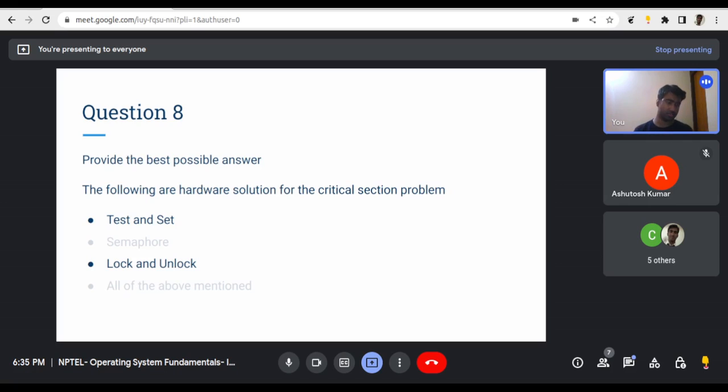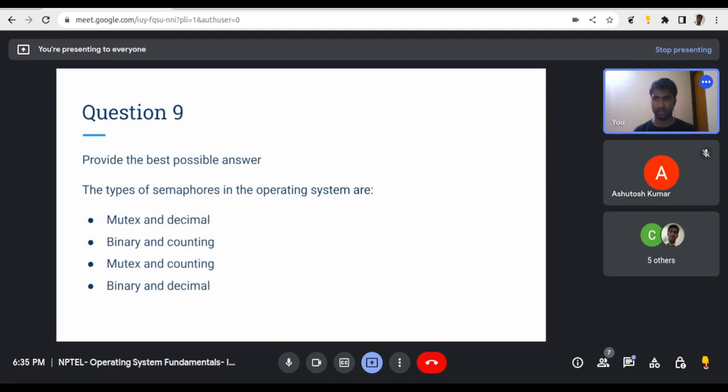hardware instructions, so that the setting and resetting of the variables, for example in case of lock and unlock, the setting and resetting of the locks, happen as a single instruction. There is a single hardware instruction. Okay, so that is where they require help of the hardware. The OS requires help of the hardware, and that is why these are hardware solutions. I'm not going into the detail of that. Let's move on to the next question.